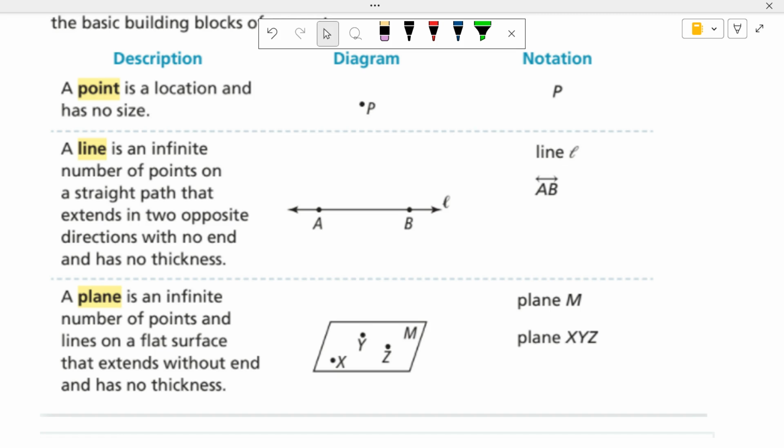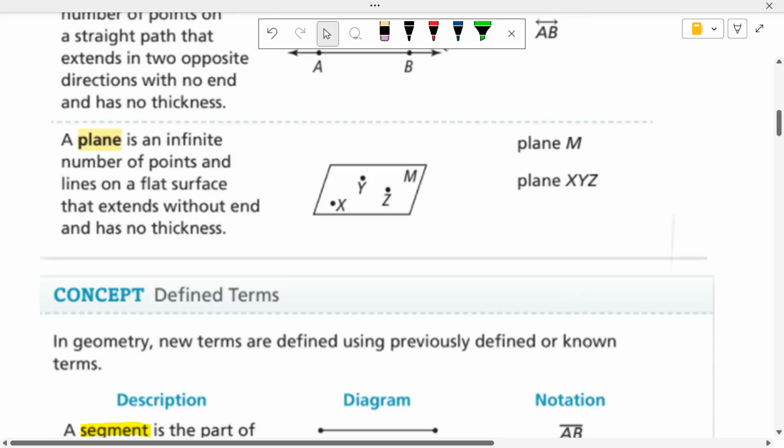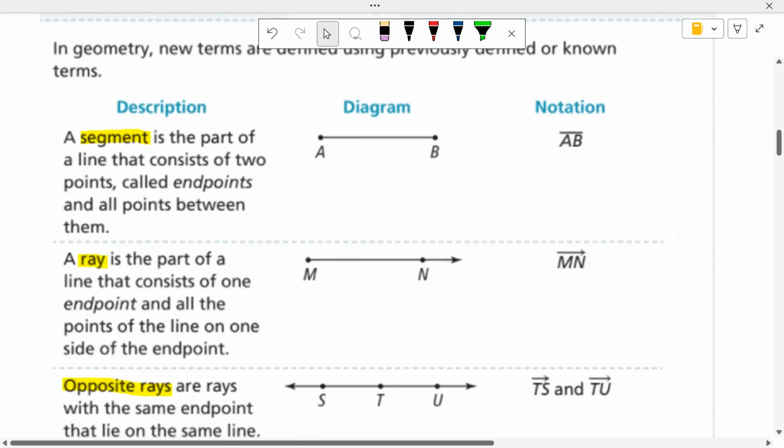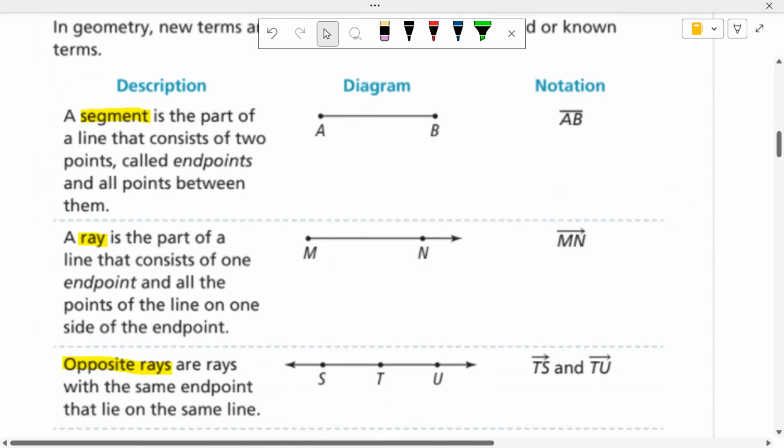Now, when 2 lines meet, they form a point. When 2 planes meet, they form a line. So the intersection of 2 lines is a point. The intersection of 2 planes is a line. All right. Then we have segment, rays, and opposite rays. We got lots of vocab today. First day, lots and lots and lots of vocab.